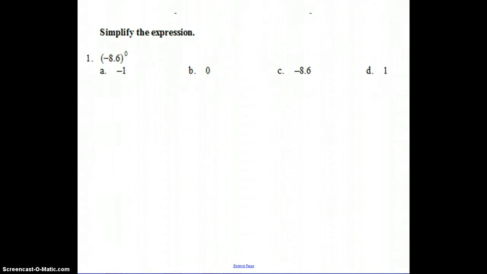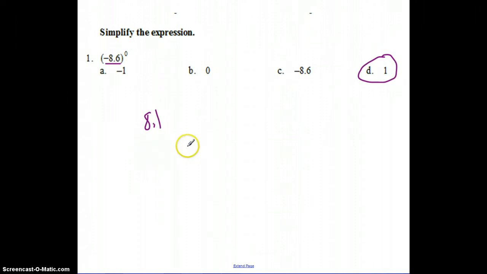So in problem number 1, if we look at this number right here, this negative 8.6 is the entire base. I can tell it's the entire base because there are parentheses around it. Remember, anything with just a single base to a zero power is equal to 1. Now this is from 8.1, but remember the focus is anything that has a base raised to a zero power is going to be equal to 1.